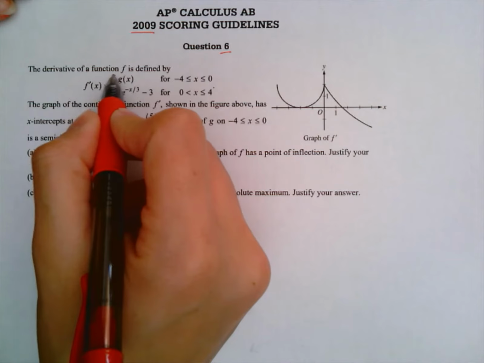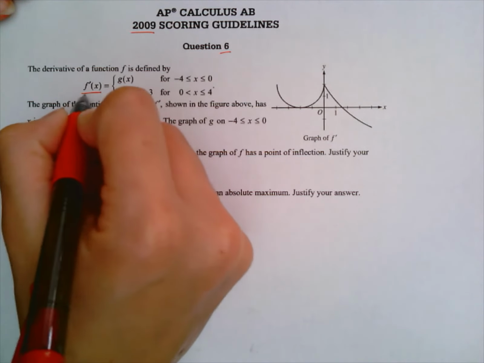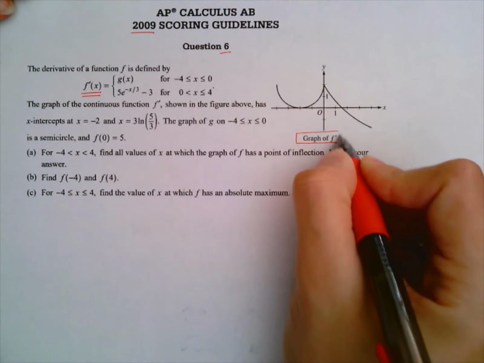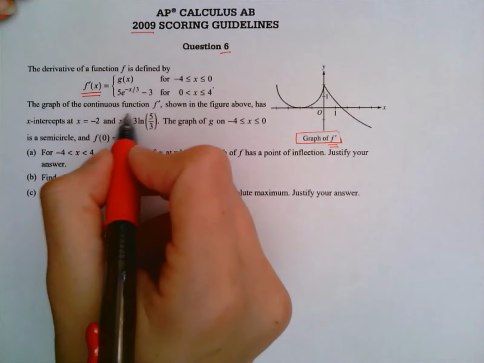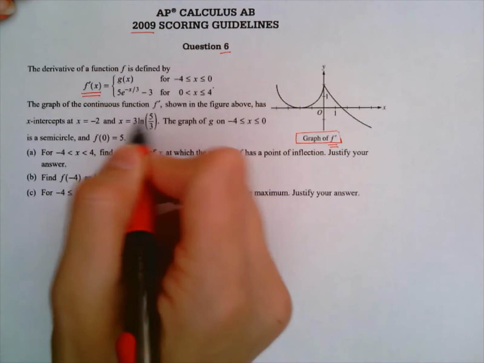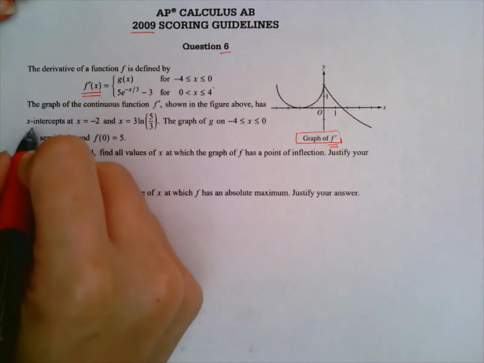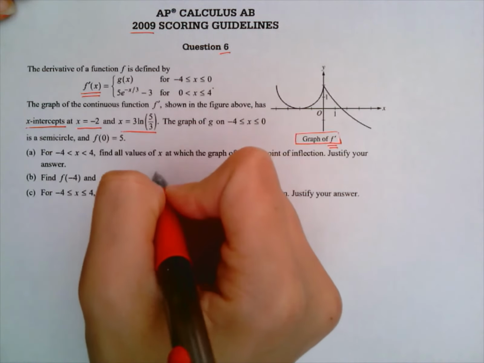It says derivative of f is defined by these equations. So that means the equations they're giving you are about f prime. And if we look at our graph, it is also on f prime. Okay? The graph is a continuous function of f prime. They told us one more time in case we didn't catch it. Shown in the figure. And it has x-intercepts at -2 and at 3 ln of 5 over 3.